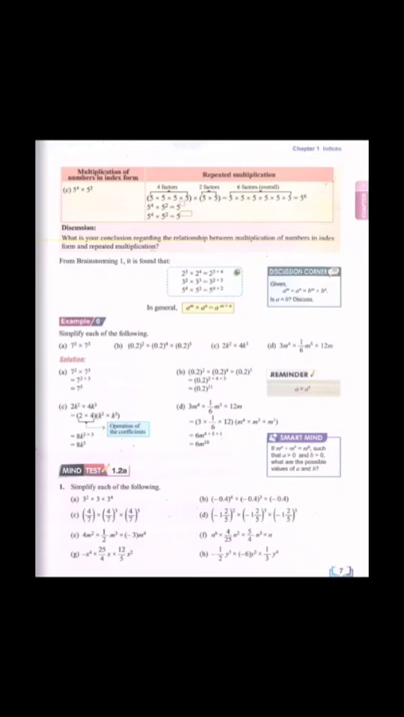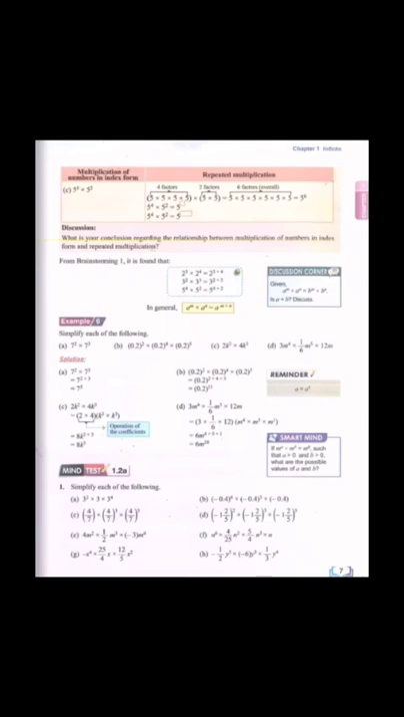Then D, 3m to the power of 4 times 1 over 6m to the power of 5 times 12m. So kita buat juga macam tadi, iaitu kita asingkan dia the numerical coefficient dengan coefficient. Numerical coefficient iaitu 3, 1 over 6 and 12. Then kita asingkan satu lagi kepada coefficient iaitu m. M as the base lah, as the base.